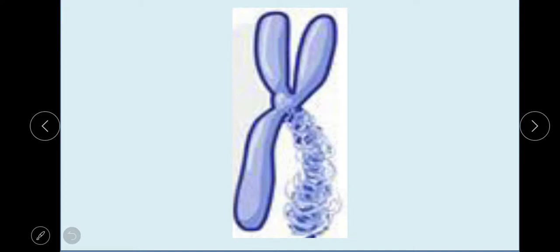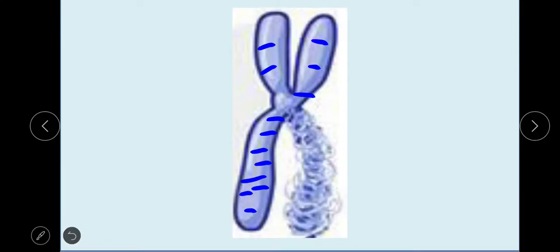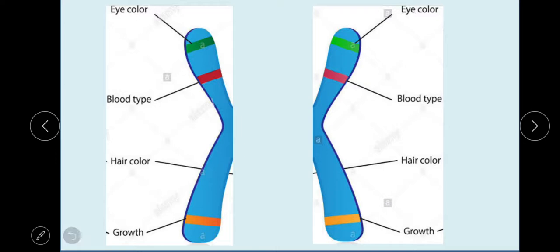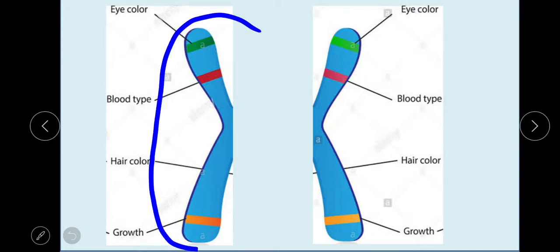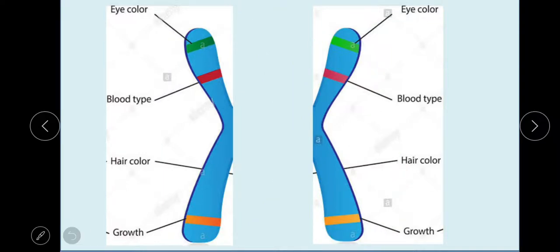Now, genes are located in a specific area of a chromosome. There must be a specific area inside the chromosomes for genes to be located. Okay? Now, this is our chromosome. This is one of the 23 pairs of chromosomes. This chromosome here is the chromosome contributed by our mother, and this chromosome here is the chromosome contributed by our father. As you can see in the picture, each place inside the chromosome is colored.